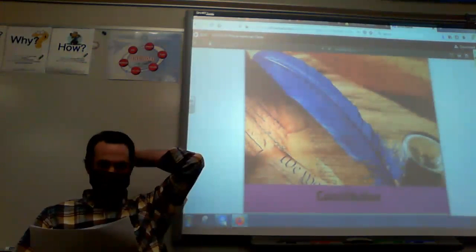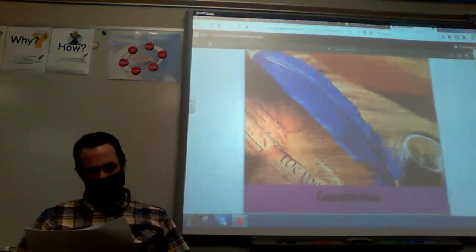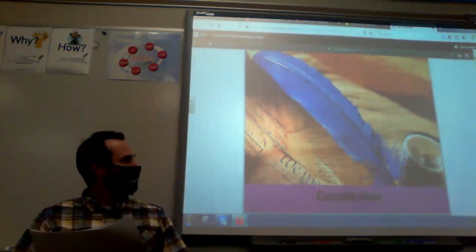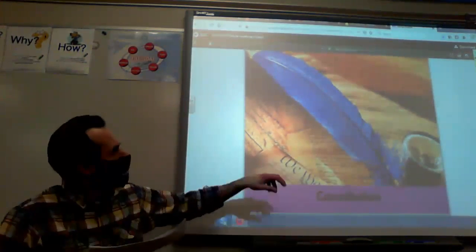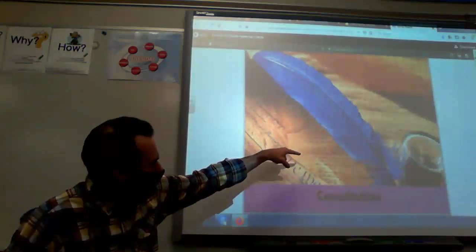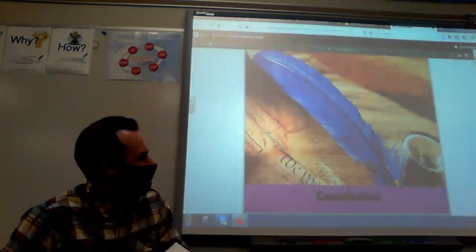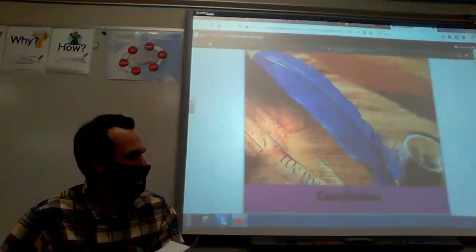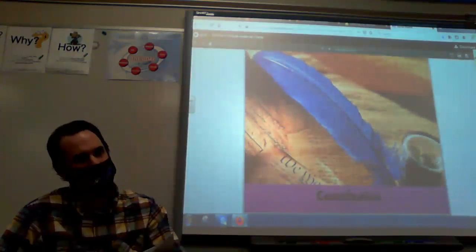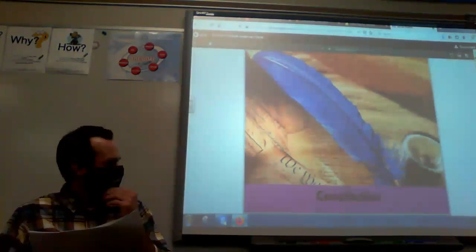This picture is a photograph that shows the US Constitution. So if you look behind the feather there, you can see the Constitution. They have the feather there and the ink on the other side to show you that that's how it was written. Probably it was with a quill and ink.